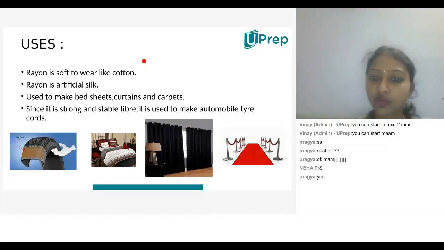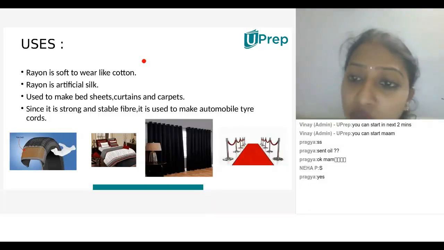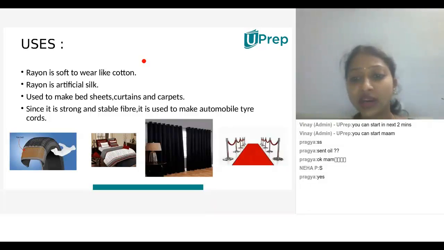So rayon is soft to wear like cotton. By wearing rayon, we don't feel that we are wearing a synthetic fiber, with its warmness and stickiness. No need to feel like that, because the main reason is that one of the raw materials is like cotton. The raw material is cellulose.